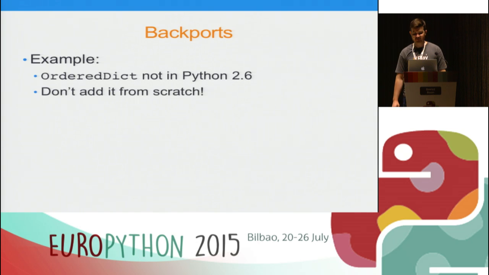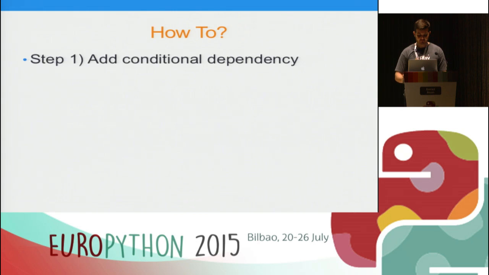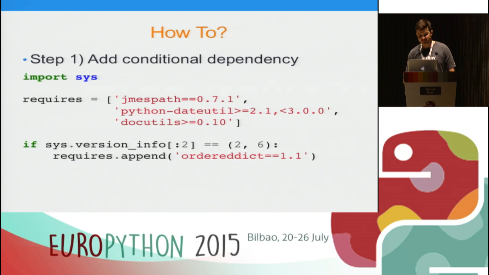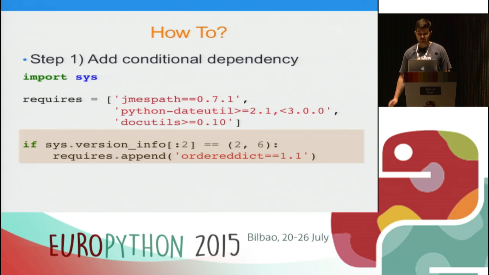And we don't add this functionality from scratch. It's a pretty large class to be writing by hand. So how would you go about doing this? First, you would want to add a conditional dependency. Fortunately, there's a third-party package that implements OrderedDict for us, and we can pull that in as a conditional dependency. Take this snippet of code from our setup.py file: we take our normal requirements, and then we use the sys.version_info tuple to determine if the Python version is 2.6. If it is, we append this new conditional dependency into the requirements.